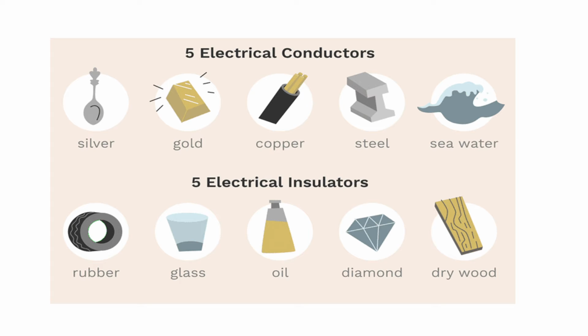It is mentioned dry wood because wet wood is a little bit of a conductor of electricity. Due to the presence of impure water in it, it becomes a conductor. Hence, wet wood is a conductor of electricity, whereas dry wood is regarded as an insulator of electricity.